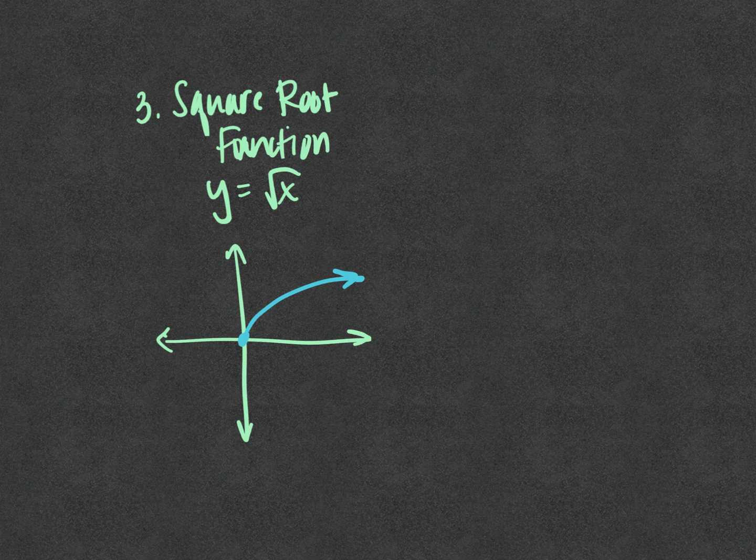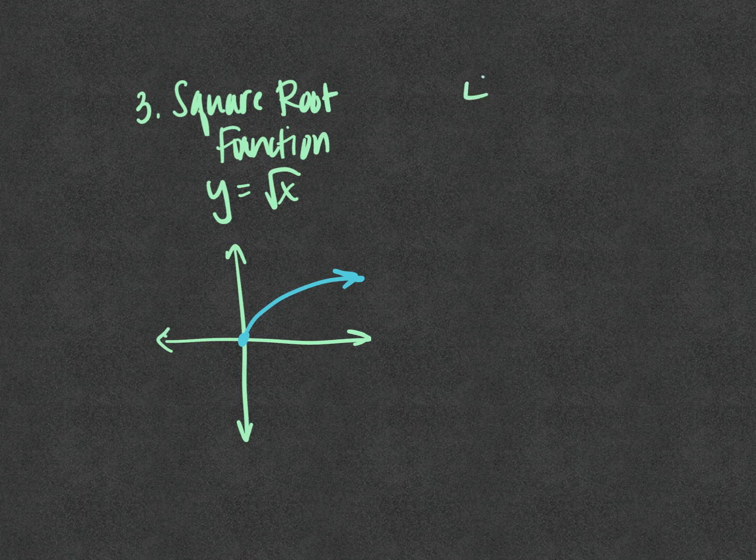Just a little hint here, if you were to square both sides of this, you would get y squared equals x, which would give you a sideways parabola, but that is not a function. So we are only talking about library of functions, so that's not important in this case. But you can see how it's the top half of a sideways parabola.